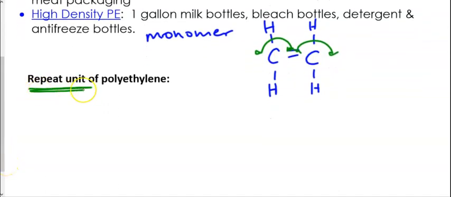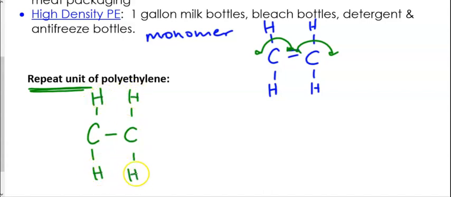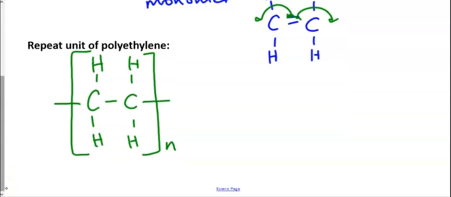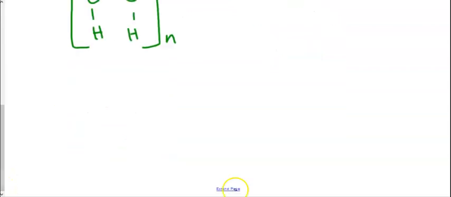The repeat unit is the part that comes together in this group over and over again. So the repeat unit is C to C. You've still got your H's here, and they're going to bond on either side. We draw this in brackets to show that this is what repeats over and over again. Basically you're just taking this piece and putting another one on it, and another one, any number of times.